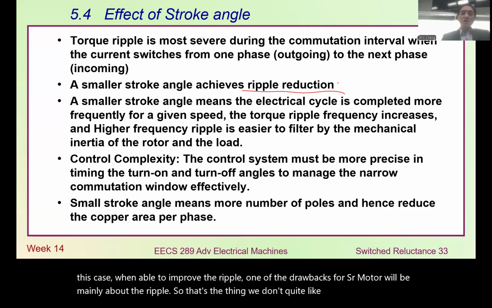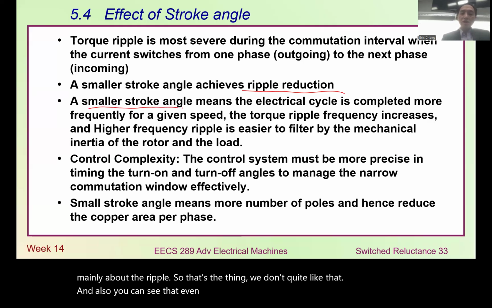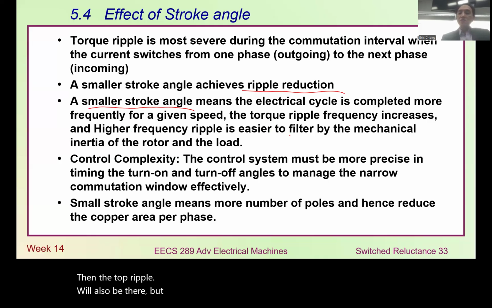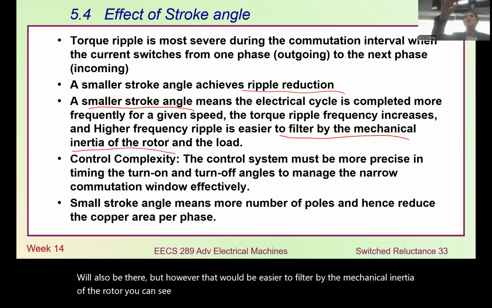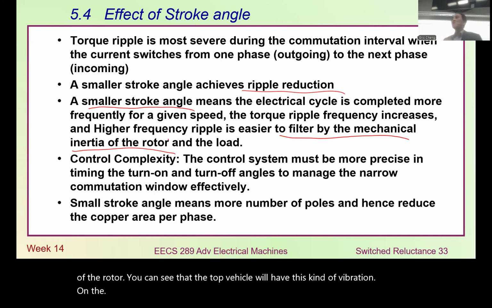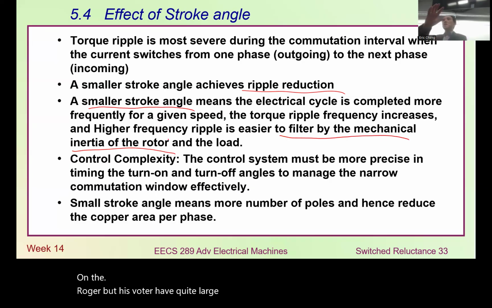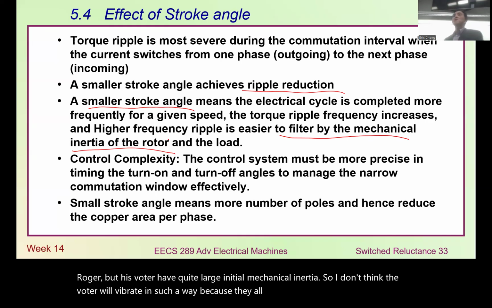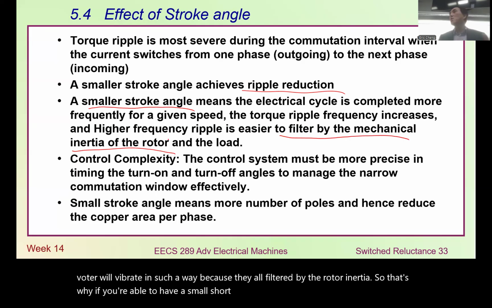And also, you can see that even if we have a small stroke angle, the torque ripple will still be there. However, that will be easier to filter by the mechanical inertia of the rotor. You can see that the torque ripple will cause this kind of vibration on the rotor. But if the rotor has quite a large mechanical inertia, I don't think the rotor will vibrate in such a way because it is all filtered by the rotor inertia. So that's why if you're able to have a small stroke angle, automatically all the ripple torque can disappear.